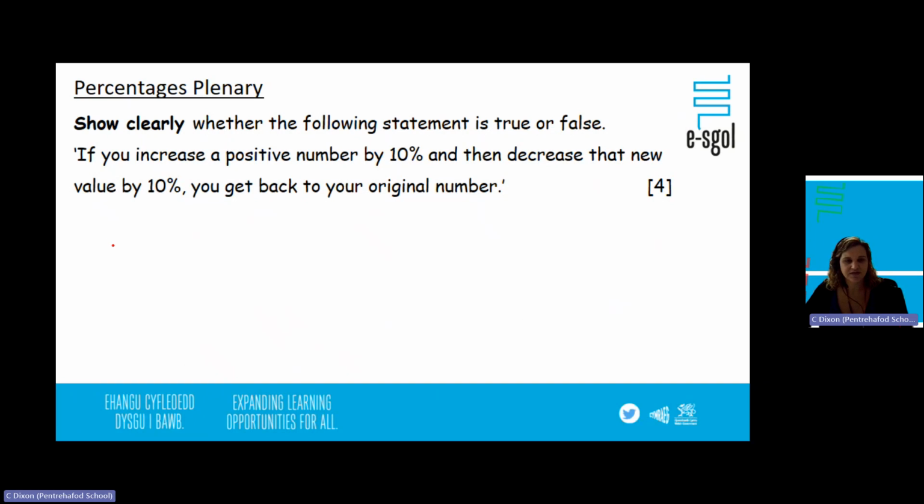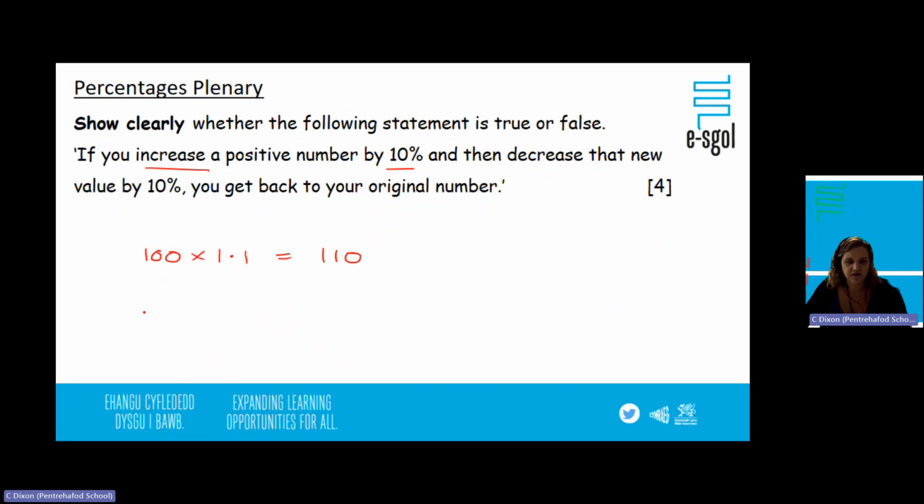Okay, so you can use any number you want, all right? But I'm going to choose 100 just because I like the number 100. But you can use any number as long as you start with a number. So I'm going to start with 100. If I increase by 10%, that would be a multiplier of 1.1 or 1.10 if you want that. Okay, that would be 110.